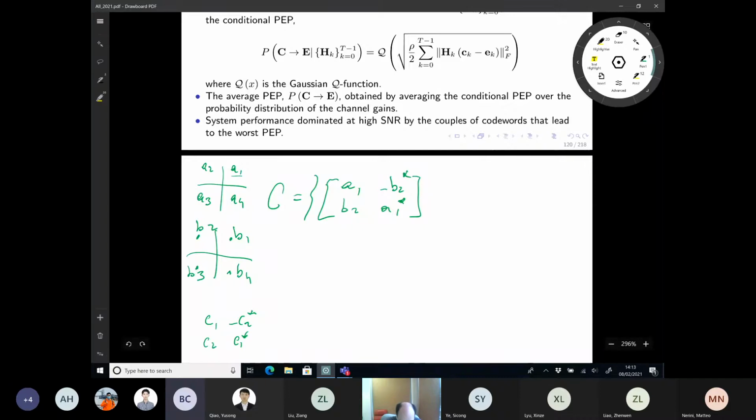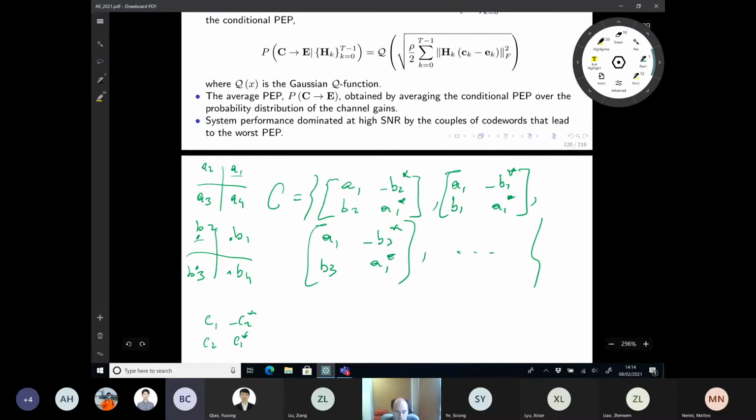Then in that case, I transmit this symbol with this symbol, right? I could have A1 with B1. So I'm going to have A1, B1, minus B1 conjugate, A1 conjugate. This could be another matrix, right? I could have A1 and B3, minus B3 conjugate, A1 conjugate, right? I could have A2 and so on. So you're going to have many combinations like this, and this is your code book, right?